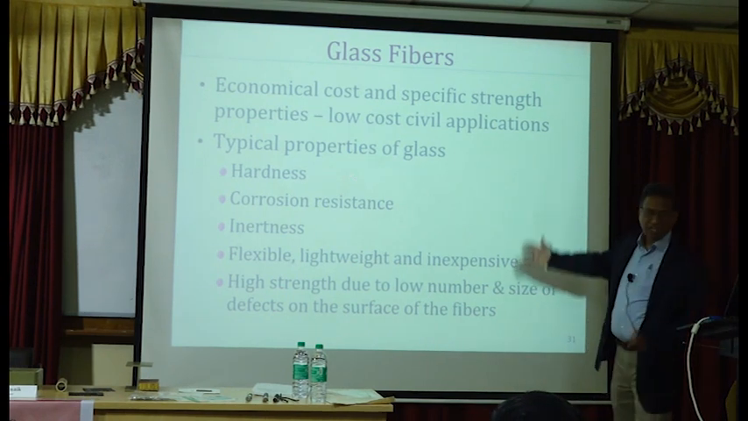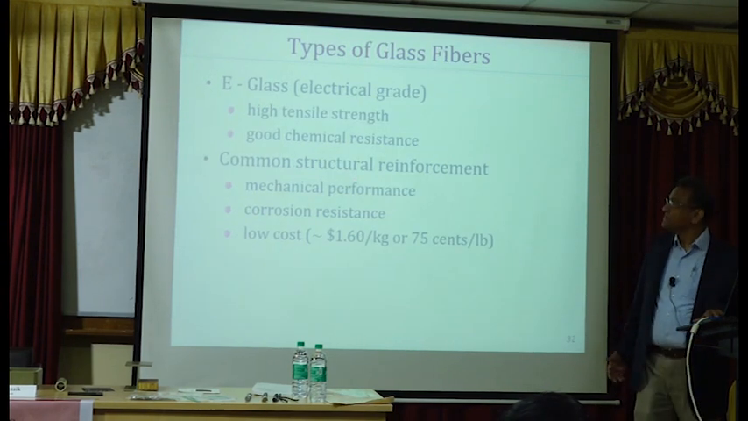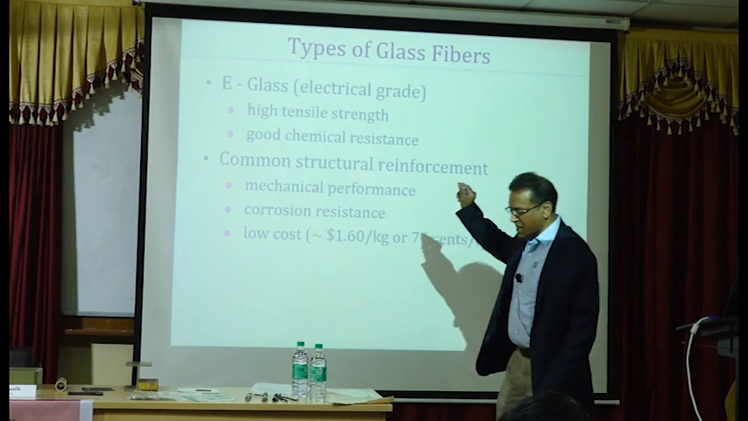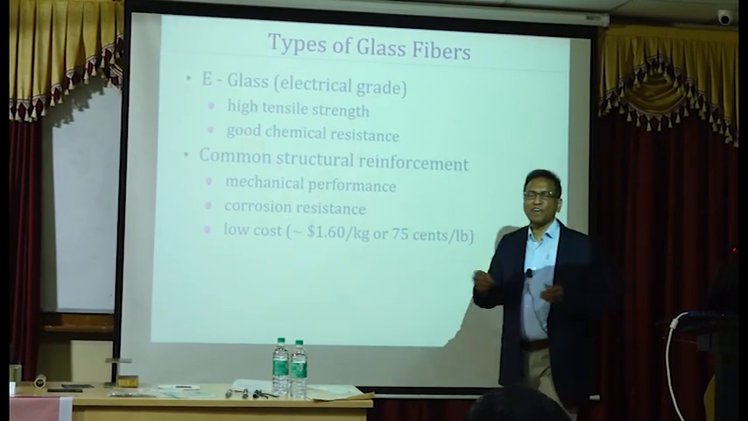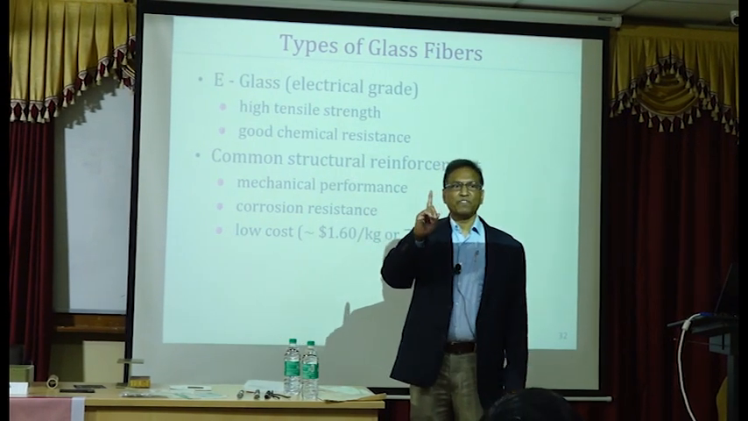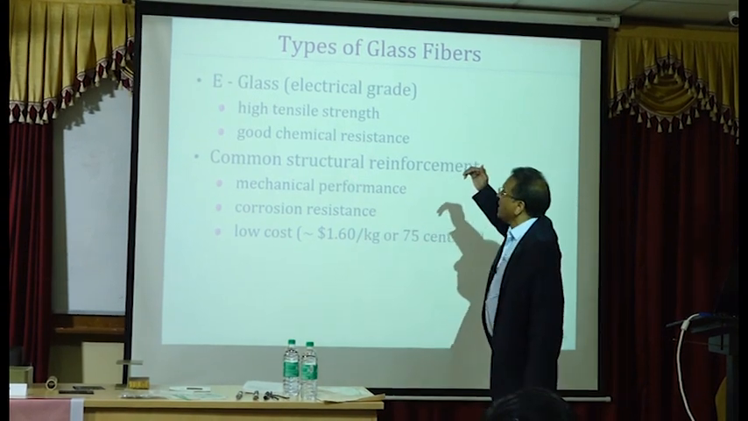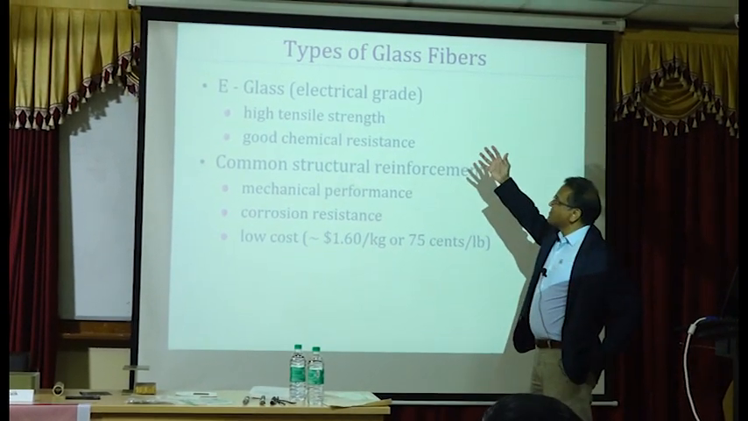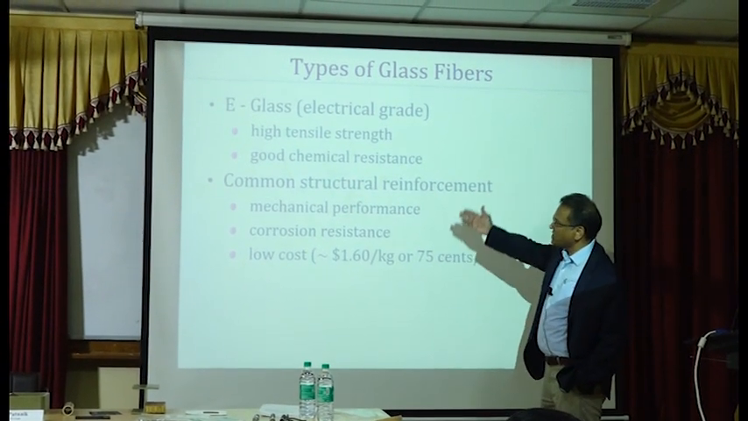So we have different types of glass fibers. Okay, maybe it's useful to understand this. If you say glass fiber, it doesn't mean everything is glass fiber. It's not just one type of glass fiber. There are so many different kinds of glass fibers, that you have E-glass, which is electrical grade, and then there are some advantages and disadvantages.